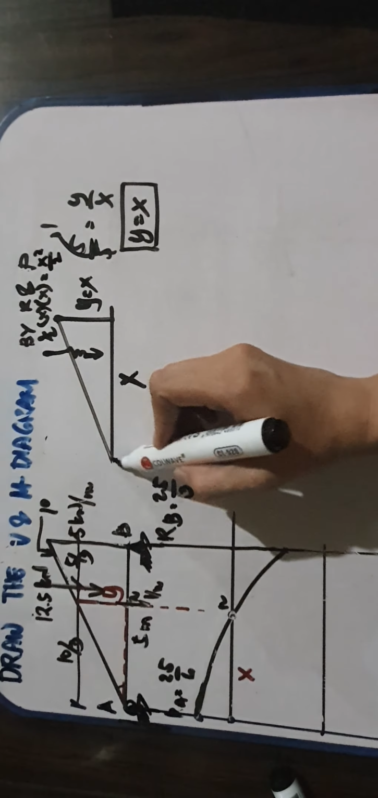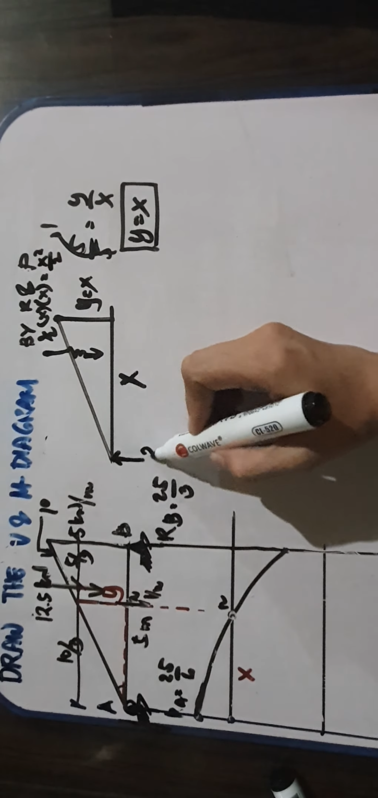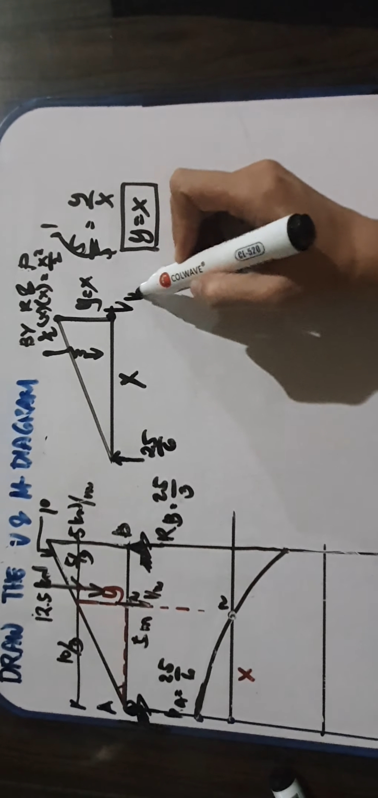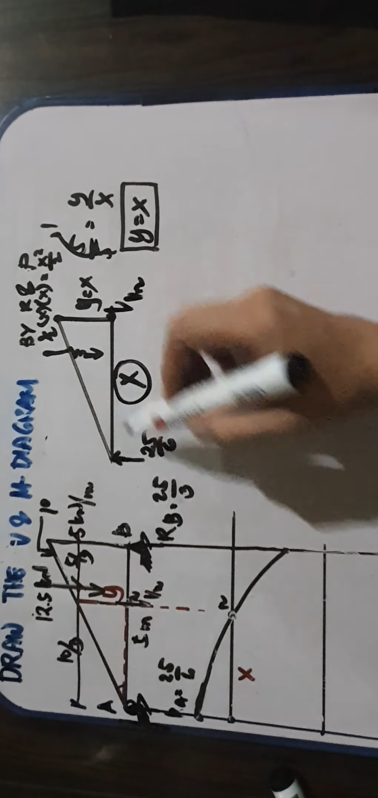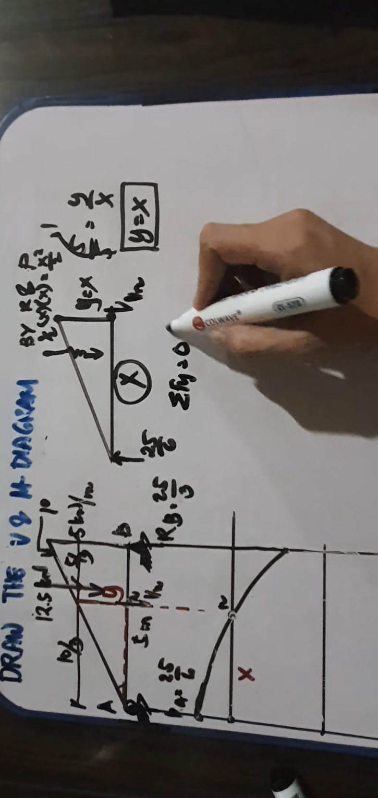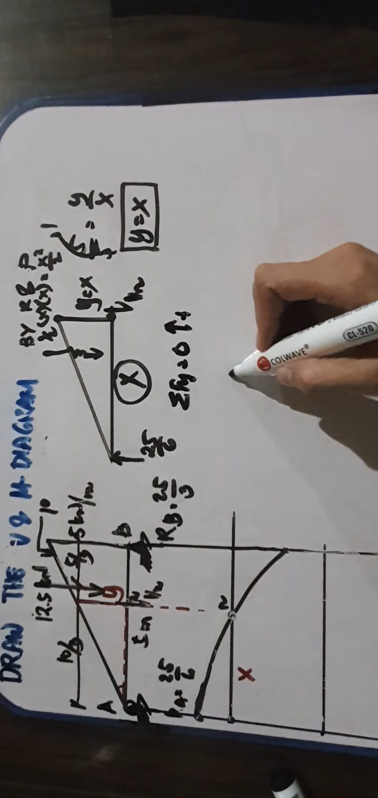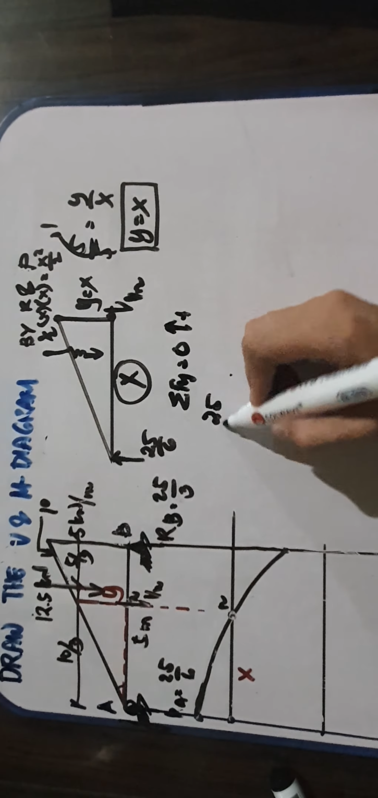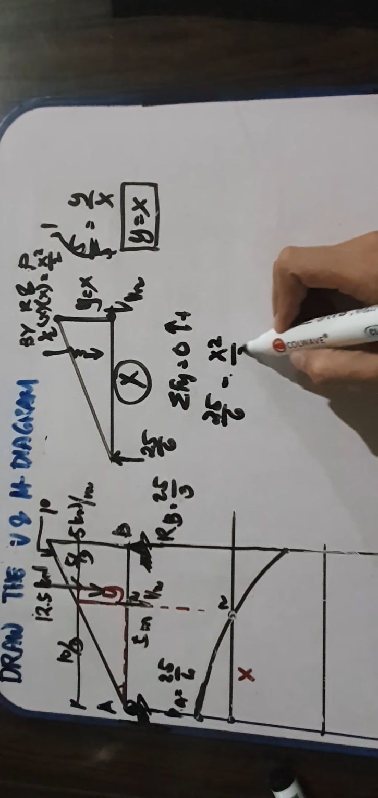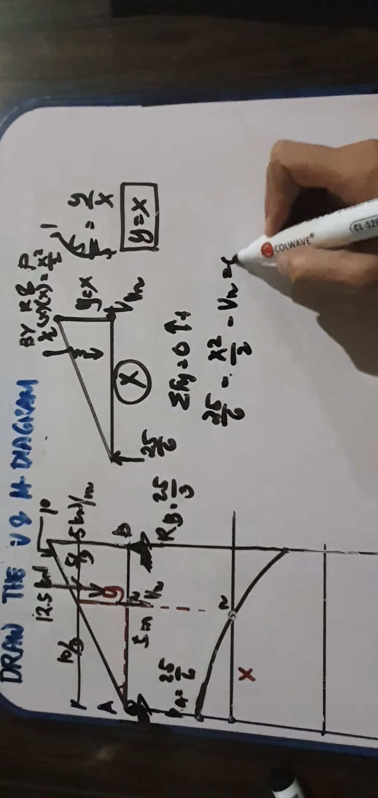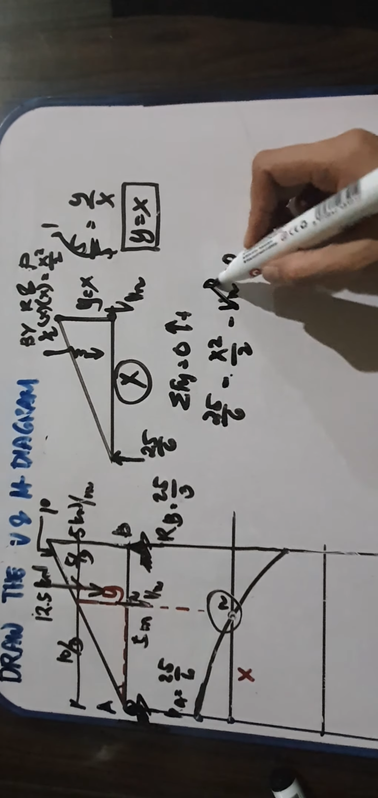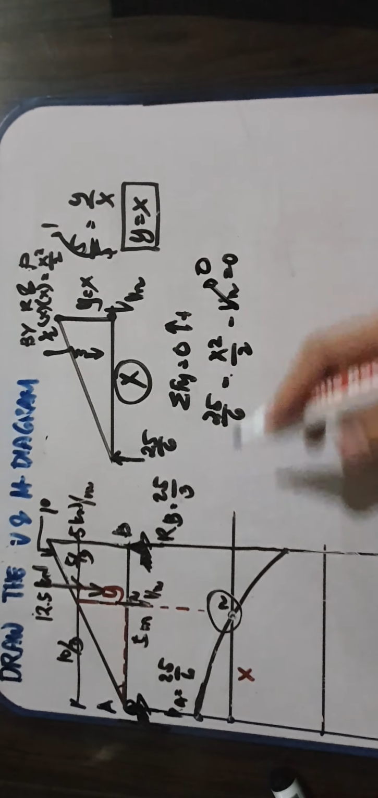Okay, next, ito naman, lagyan natin yung reaction. That is 25 all over 6. And how about this one? This is your shear n. So, para malaman si x, ito yung gagawin natin. Summation forces y is equal to 0. Upward is positive. So, we have upward 25 all over 6 minus x squared all over 2 minus Vn is equal to 0. Tingnan nyo to, where Vn is equal to 0. Therefore, 0 yan kasi 0 yung shear natin.